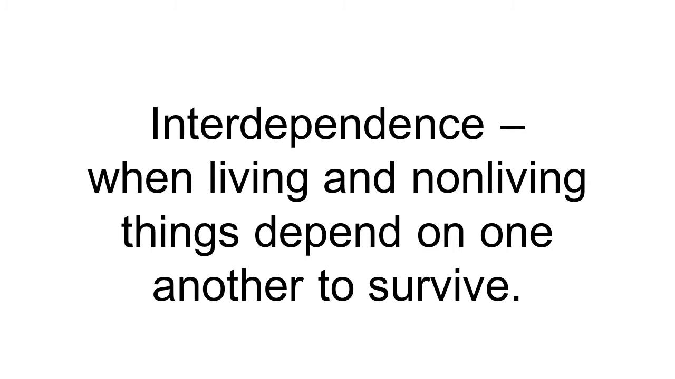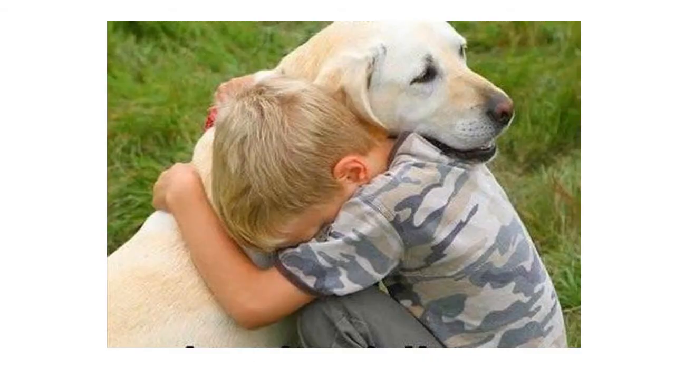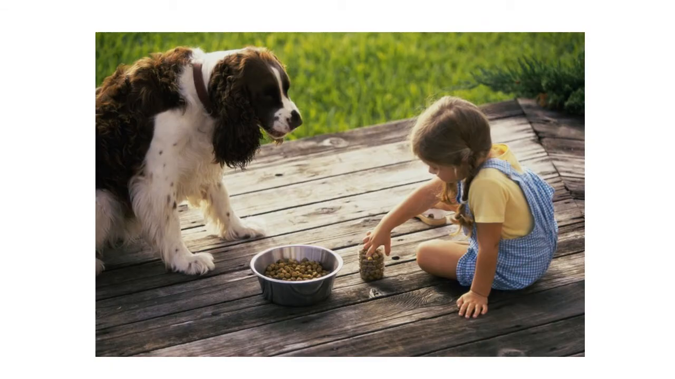Interdependence is when living and non-living things depend on one another to survive. An example of interdependence is if your dog provides you with love and happiness, and you provide your dog with food and walks, then your relationship with your dog is one of interdependence.